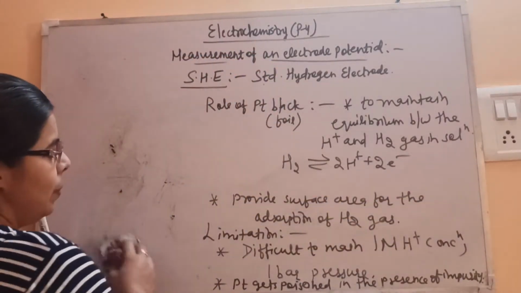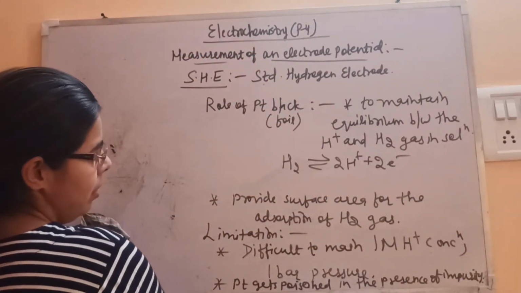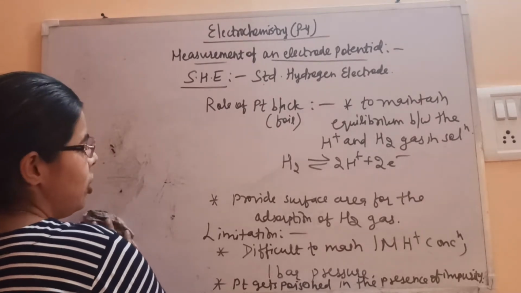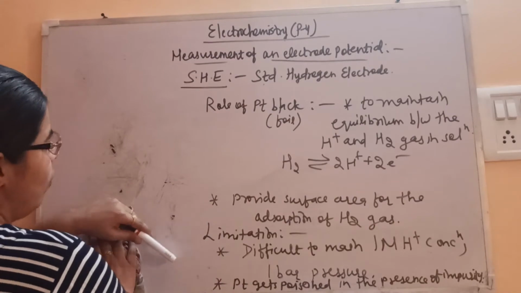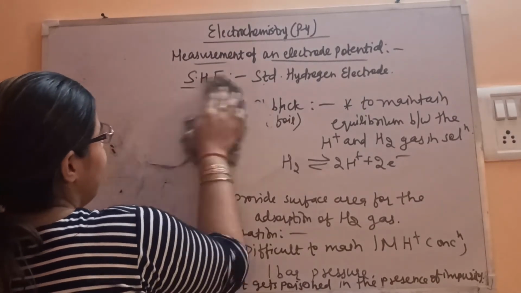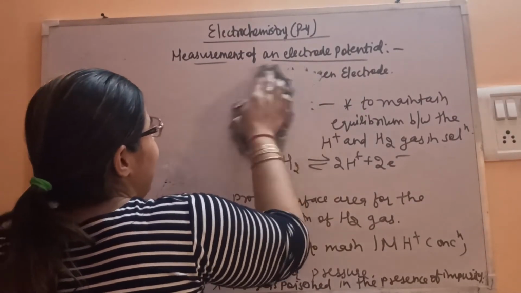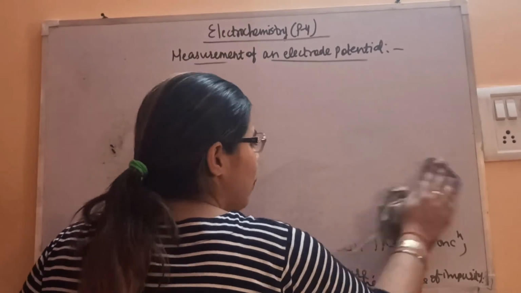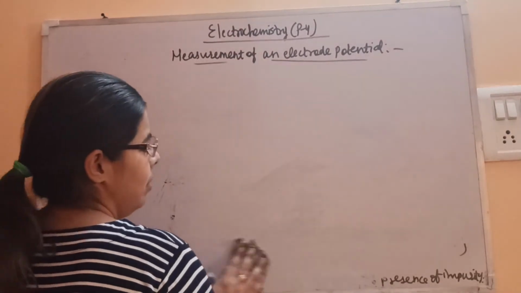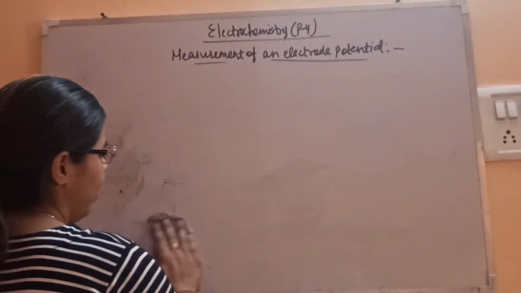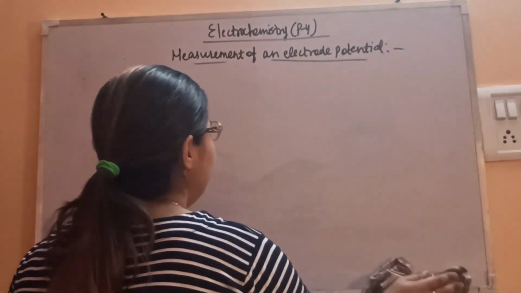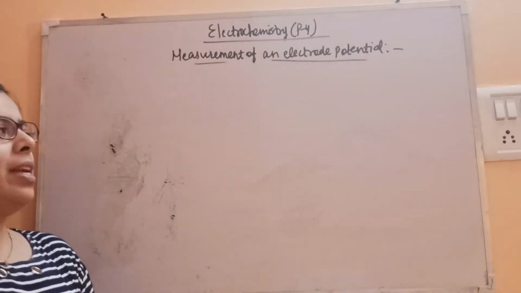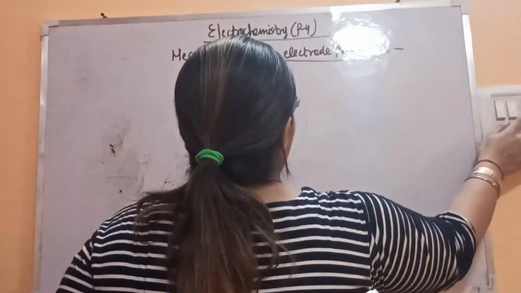Fine. So now let's have a look at how to measure. To overcome this difficulty, some other electrodes, like mercury electrodes and silver electrodes, which do not take much part in the reaction, can be used. We will be studying that at a higher level, so here I will not discuss that.